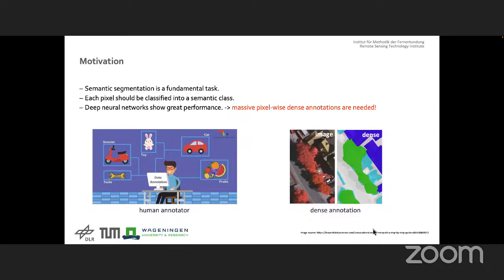And remember that you need to annotate hundreds of thousands of them, not one or two images, but hundreds of thousands of images. So now I guess you can feel how hard it is to create pixel-wise dense annotation for the semantic annotation of GRSS images.